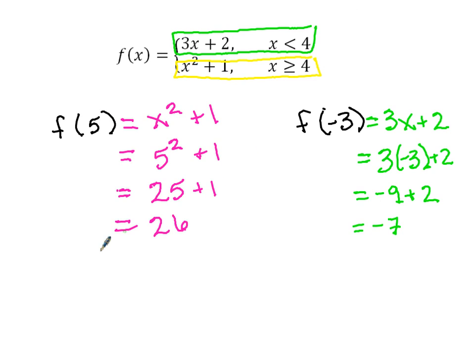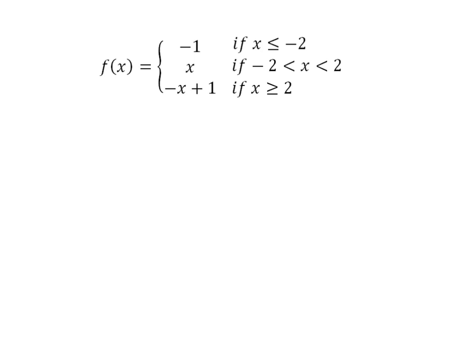Let's take a look at a second problem. f of x is equal to these three portions. Negative 1 if x is less than or equal to negative 2. Just x if your x value is between but not equal to negative 2 and 2. Or negative x plus 1 if your value is greater than or equal to 2.